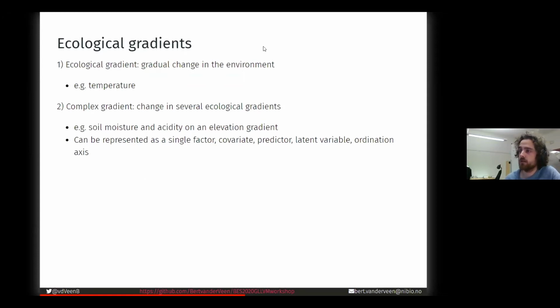So an ecological gradient represents the gradual change in the environment, such as temperature, while a complex ecological gradient represents change in several ecological gradients, right? So this idea of one variable that can explain two simultaneously. For example, I already gave this example. So the idea is that we can represent that complex ecological gradient as a single factor or covariate, predictor, or latent variable, right? And these are all synonymous, and also an ordination axis, all synonymous terms.